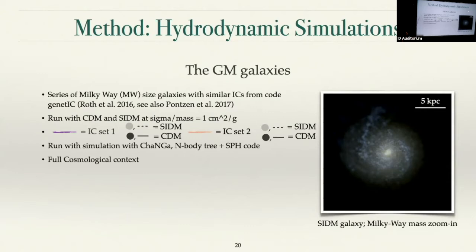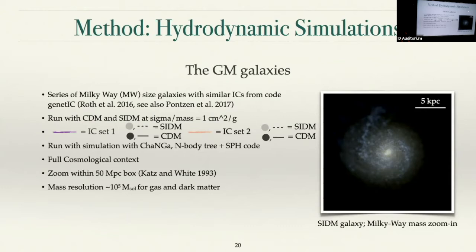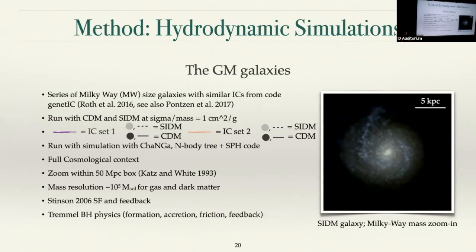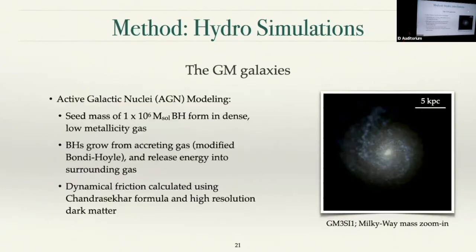And so this is run with GChange in a fully cosmological context, zoom within a 50 megaparsec box, and a mass resolution of 10 to the 5 solar masses for gas, stars, and dark matter. You have Stinson feedback and Tremmel black hole physics, which we saw yesterday maybe has some shortcomings. So maybe we'll do this study again with newer galaxies, a more robust study coming up. So this is, of course, all of the physics that was discussed that's in Romulus. So these are simulations that are consistent with Romulus, which is zooms.